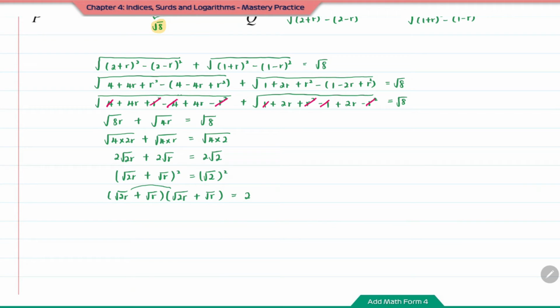So first, square root of 2r times square root of 2r will give you the answer of 2r. And square root of 2r times square root of r, you will get square root of 2r squared. Plus, here you're going to get square root of 2r squared. And the last one is square root of r times square root of r, which is r. So here you're going to get 2r plus 2 square root of 2r squared plus r equal to 2.